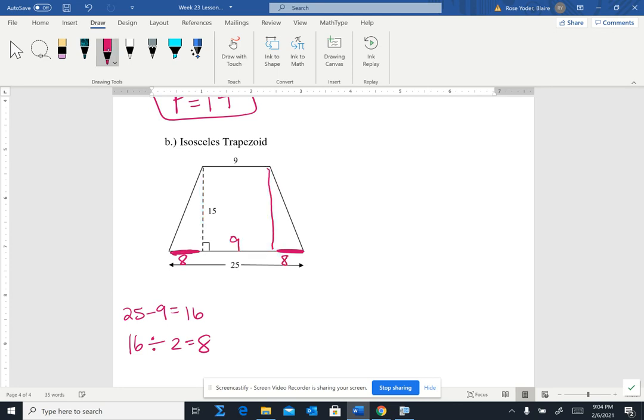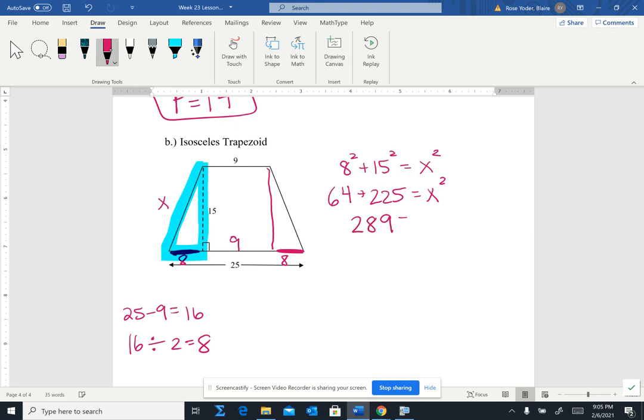So now I'm ready to do Pythagorean theorem. Now I have a leg, and I'm going to be looking for the hypotenuse. I'm going to call it x. It's my hypotenuse. I'm going to go leg squared plus leg squared equals hypotenuse squared. 8 squared, 8 times 8 is 64. 15 squared, 15 times 15, 225. They're together on the same side of the equal signs. I'm going to add them up. 64 and 225 is 289.